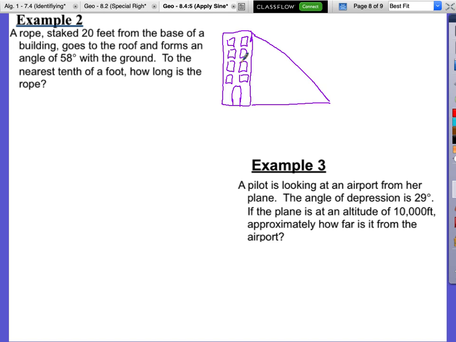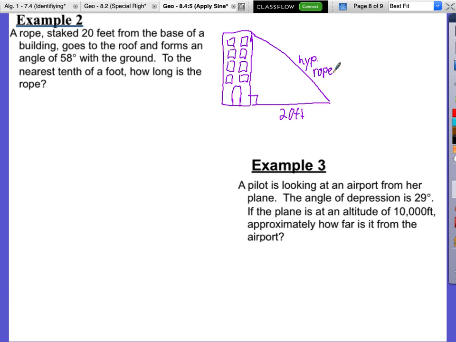Where's the base of the building? Right here? Yes. What kind of angle will the base of the building make with the ground? Right angle. Probably right angle. And this rope is 20 feet away from the base of the building. So what would this length be? 20 feet. What is this side? Undetermined. The hypotenuse, and it's also our rope.